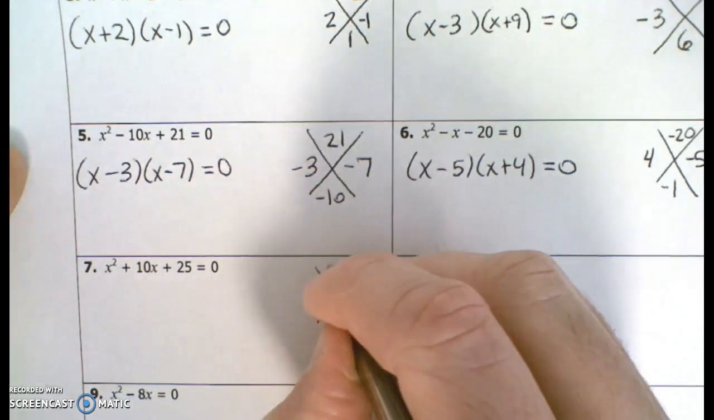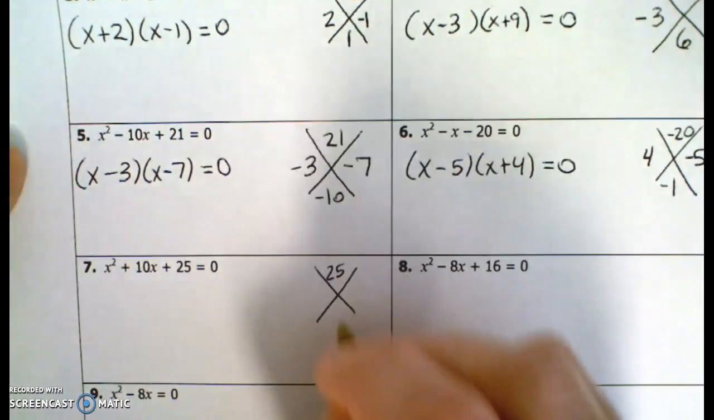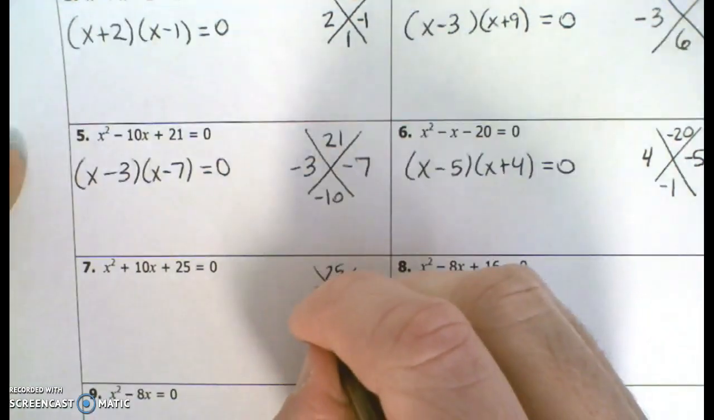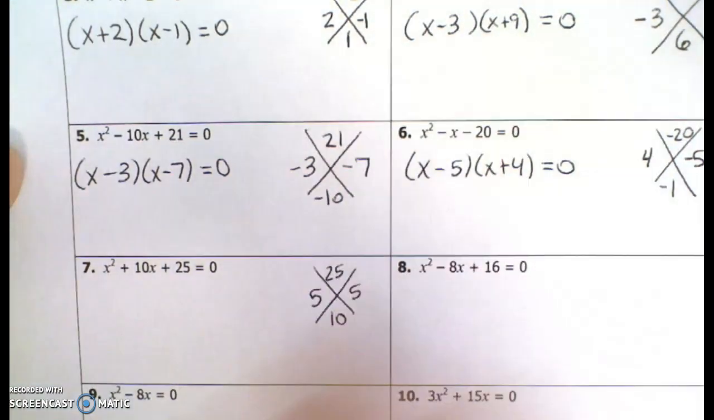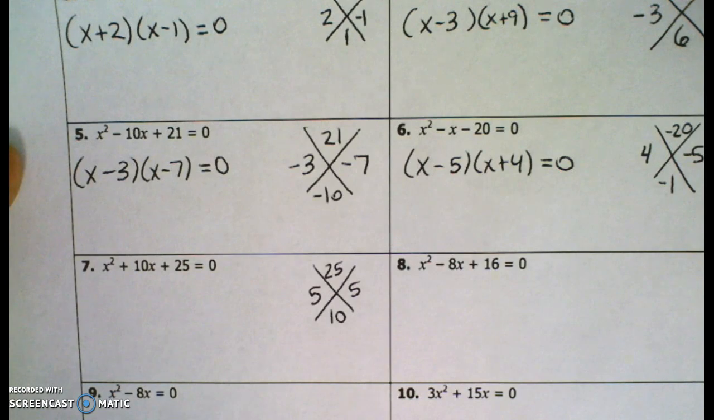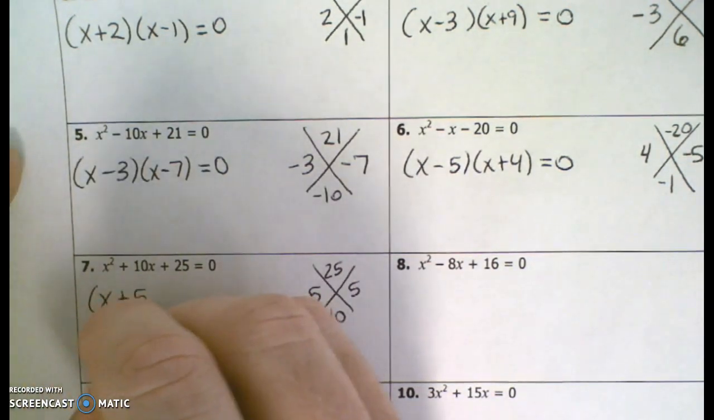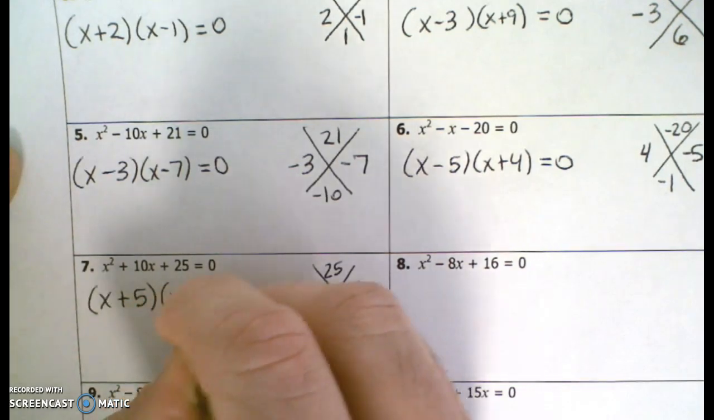Here I need two numbers that multiply to give me 25 and add to give me 10. So the factors here are going to be 5 and 5, because 5 times 5 is 25, and 5 plus 5 is 10. So I can rewrite this equation as x plus 5 times x plus 5.